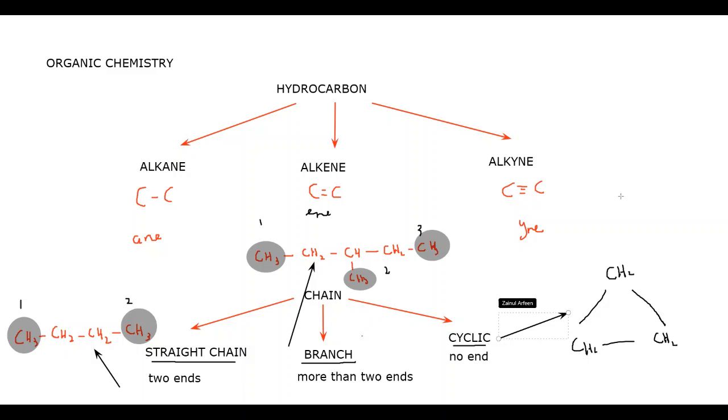So a hydrocarbon chain can refer to straight, branch, or cyclic. Straight means there are two ends, branched means there are more than two ends, and cyclic means there is no end in the chain. So it's a closed loop, and you cannot identify the starting and ending point of the chain. Copy this part. I will give more examples of straight and branch.